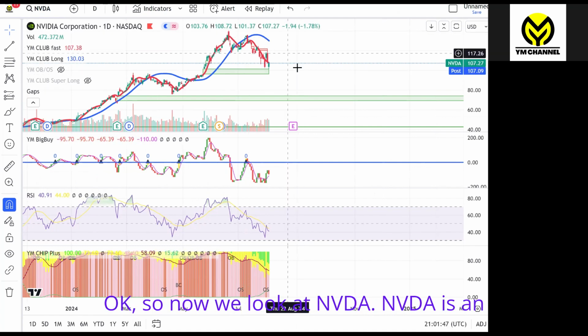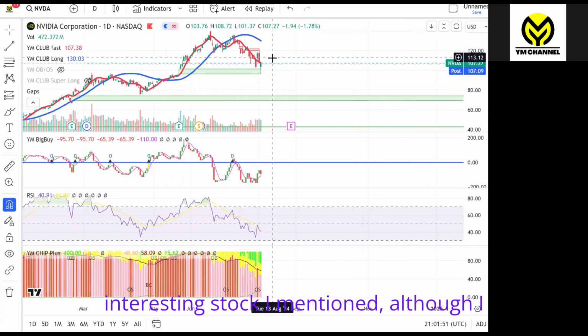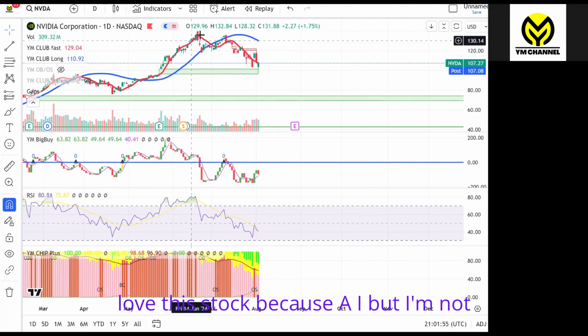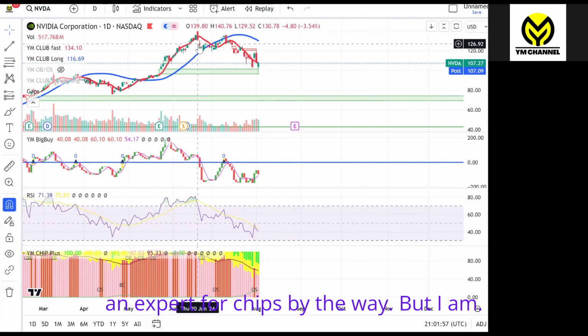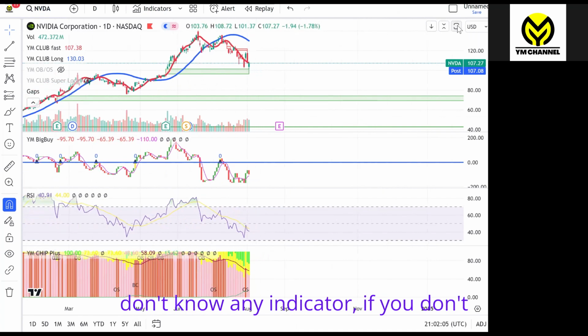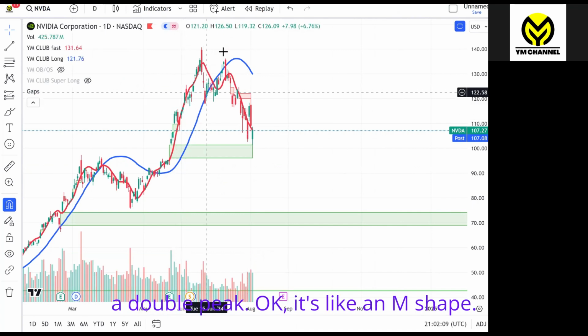Okay, so now we look at NVIDIA. NVIDIA is an interesting stock. Although I know the value is, many people love this stock because of AI, but I'm not an expert for chips, by the way, but I can tell you what the chart is telling you, okay? Basically, if you don't know any indicator, if you don't subscribe, at least you can tell this is the double peak.